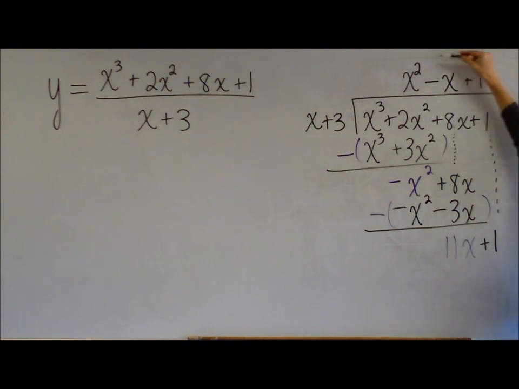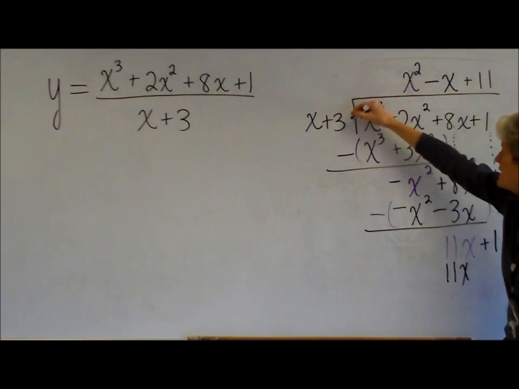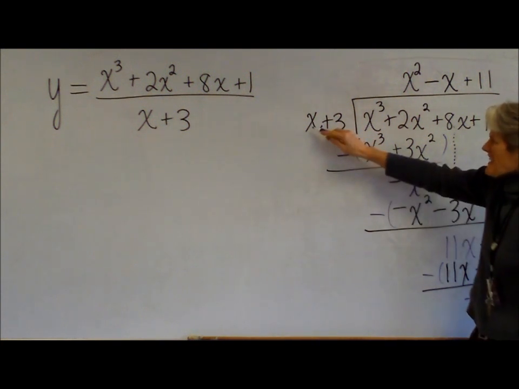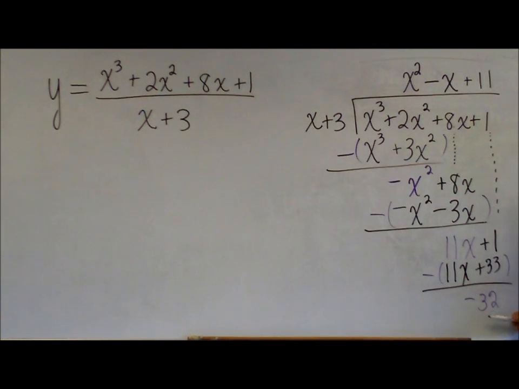Now you take that 11 and multiply it by x plus 3. 11 times x, 11x. 11 times 3, plus 33. I subtract. 11x minus 11x is 0. 1 minus 33 is negative 32. It doesn't really make sense to keep on going here. This is going to be my remainder.